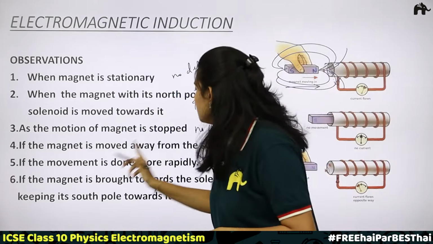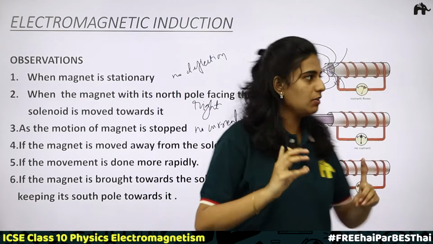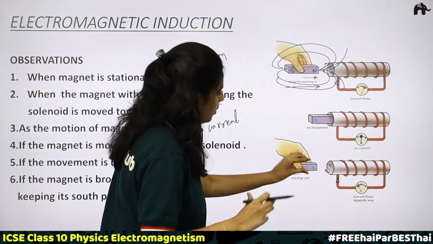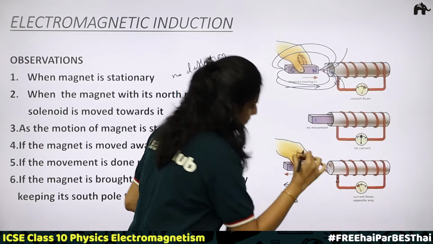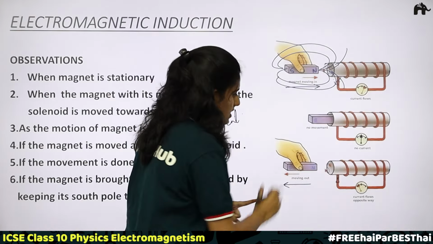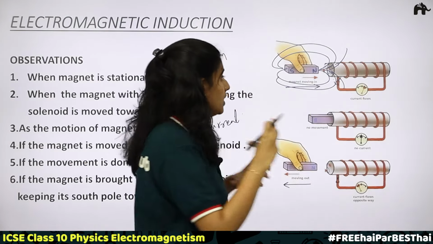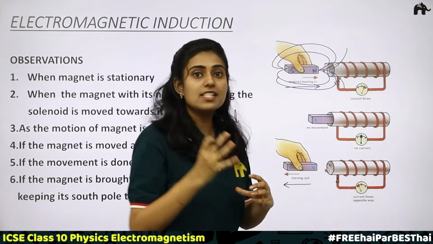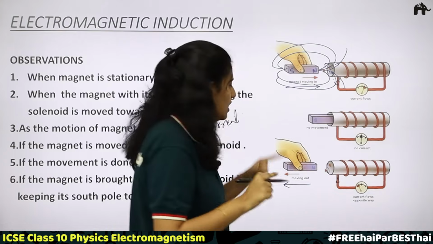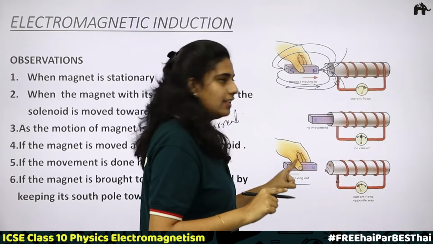Next, if the magnet is moved away from the solenoid, away means it is pulled outward. Okay, you can see it is moving out. In that case, you can see what is happening. The number of field lines passing through the coil is decreasing, which means there is a change in the number of magnetic field lines. Again, there will be a current.